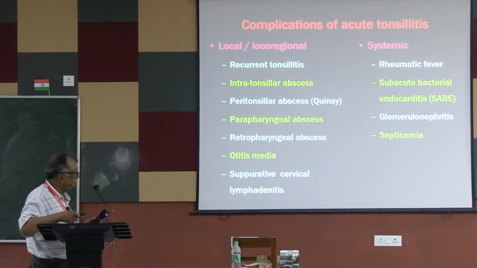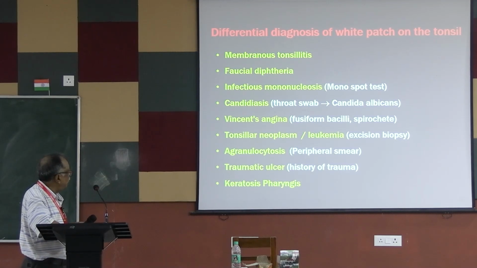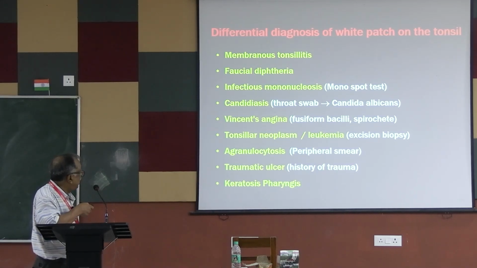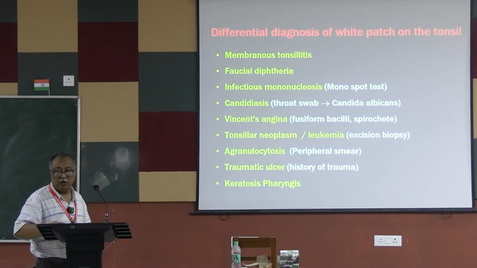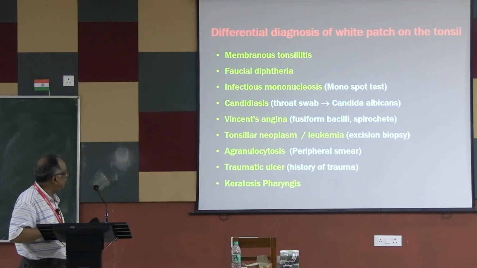And next is the differential diagnosis: membranous tonsillitis, faucial diphtheria, infectious mononucleosis. Membranous tonsillitis can happen in case of agranulocytosis. It may happen in Vincent's angina, and this is agranulocytosis and Vincent's angina. It is caused by fusiform bacillus or spirochete. Infectious mononucleosis is associated with hepatosplenomegaly and generalized lymphadenitis.